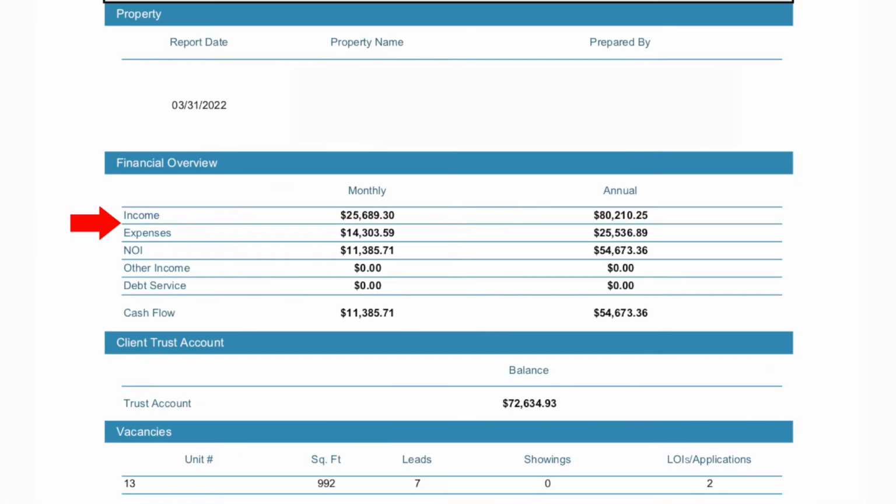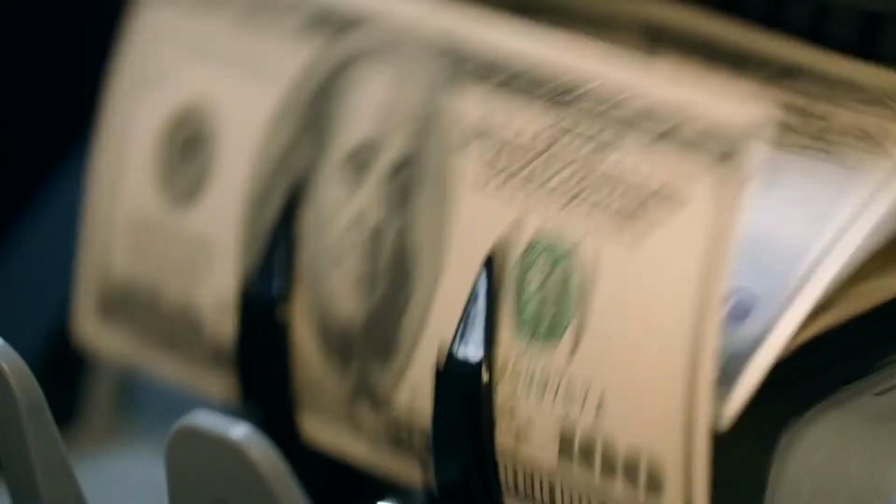Now, on the left side, you have your key information: income and expenses for the period, the difference between the two, which is your net operating income, other income, such as tenant reimbursements or rebates, and debt service, which is typically the mortgage that you're paying on the property. Then, of course, you have the final total down below, which is your resulting cash flow for the month, client trust account. You can basically think of this as your property's own separate bank account.